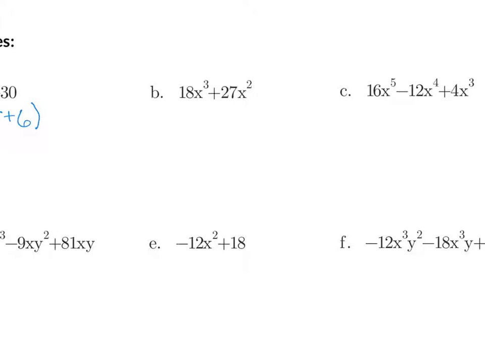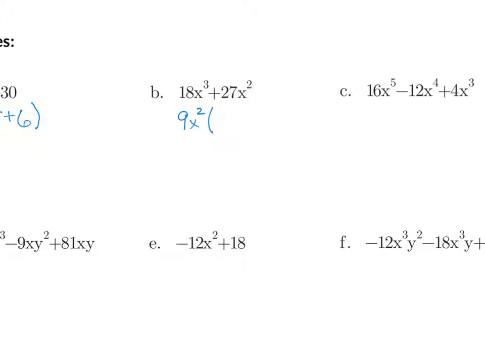Example B, we have 18x cubed, 27x squared. So let's start with the numbers. What is the largest number that goes into 18 and 27? Many of you may say 3, but keep in mind we want the largest number. And the largest number that goes into both is 9. So 3 is a common factor, but it is not the greatest. And since we do want greatest, we're going to go with 9. So now what is the most number of x's that they have in common? Well, our smaller exponent, remember we go with the smaller exponent, is 2. So our greatest common factor is 9x squared.